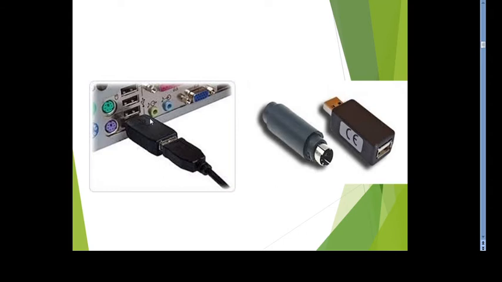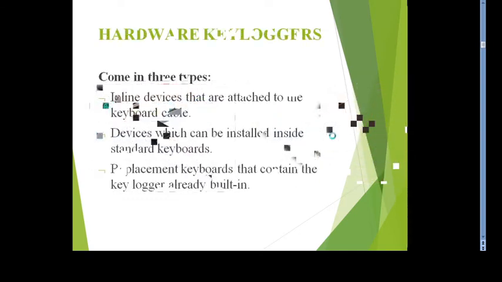These are the images of a hardware keylogger present between your CPU and keyboard, and these are hardware keylogger examples. Hardware keyloggers come in three types: an inline device that is attached to the keyboard cable, a device which can be installed inside the standard keyboard, and third, a replacement keyboard that contains the keylogger already built in.